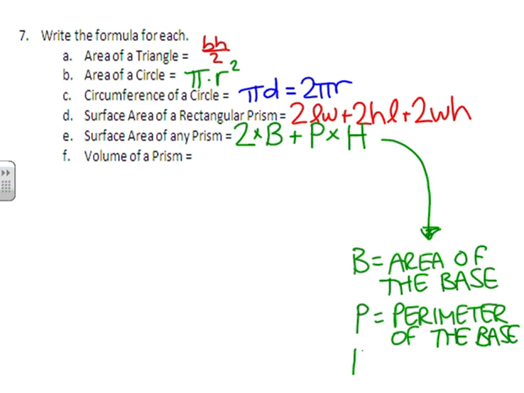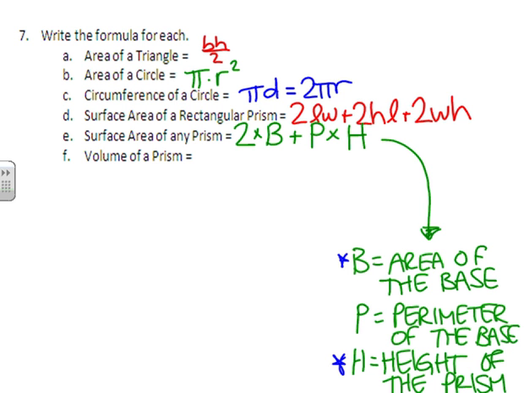And H is the height of the prism. Okay, now when we do volume of the prism, we're going to use B, capital B, and capital H. So volume of any prism is the area of the base times the height of the prism. And those are the same variables that we just used for the previous equation.